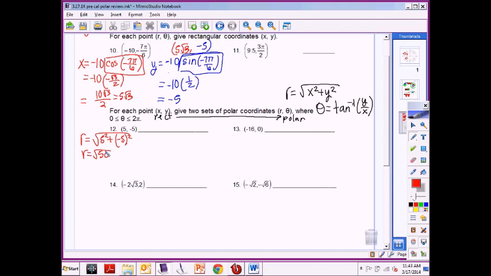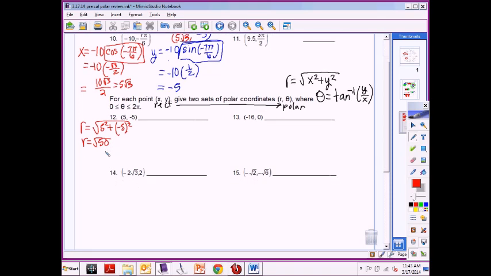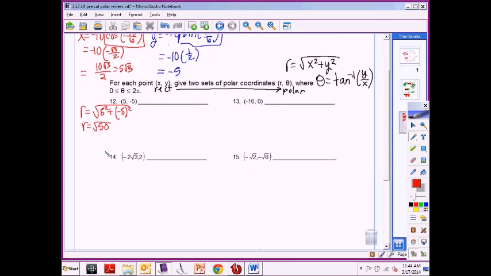All right, this can be reduced. You will lose points if you do not reduce. That's all you have to do. Square root of 50 can be reduced. You hear me? It can be reduced. You either can reduce it like this and get that r equals 5 square root of 2.